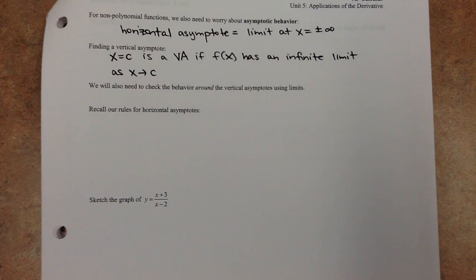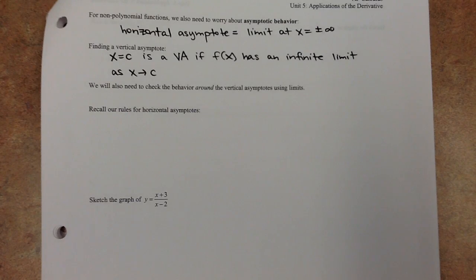Okay, and then we'll also need to check the behavior around the vertical asymptotes, meaning as I come in from the left, am I going to positive infinity or negative infinity? As I come in from the right, am I going to positive infinity or negative infinity? That obviously makes a huge difference with the way your graph looks, so that's very important.